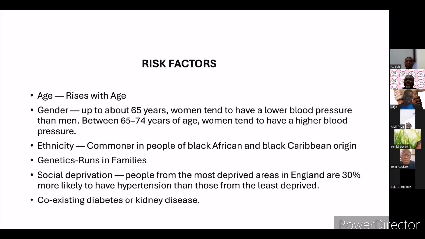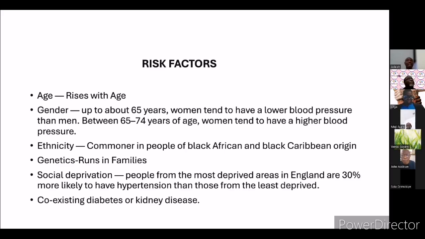Hypertension is much commoner in people who are of Black and Black Caribbean origin. Now, I will pause here to just say a few lines. It's not just that it's commoner. The blood pressure rises tend to be more sudden, more significant, and also more severe. And so Black people who are hypertensive are more prone to things like strokes and heart attacks than other races.